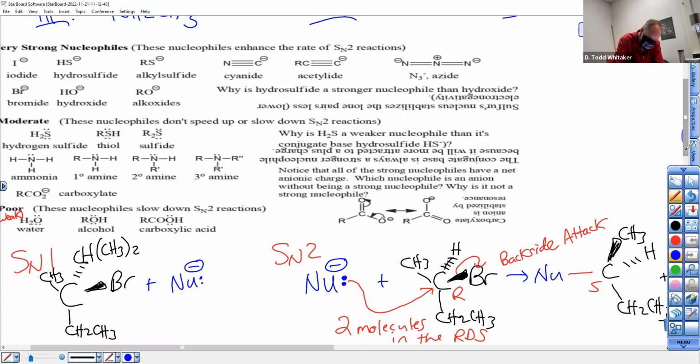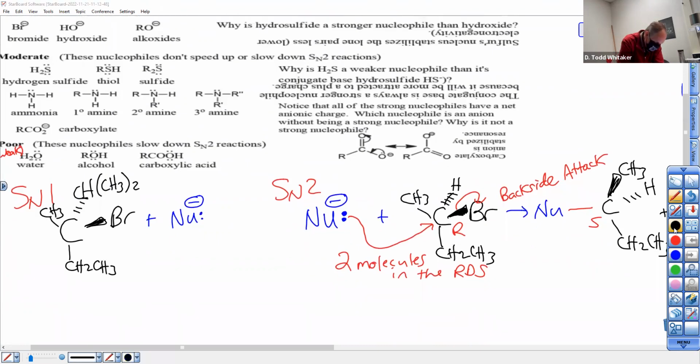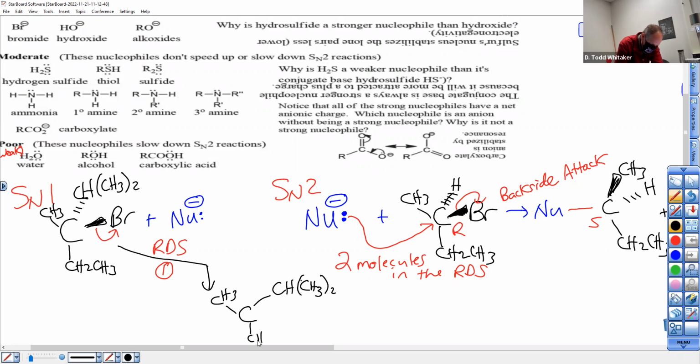Here we have a slow first step. Slow first step, and this is what's happening. It's different than the previous one. Can you tell me the differences so far? There's no backside attack. There is no backside attack. That's correct. First up, Br leaves. Br minus just up and leaves on its own here.